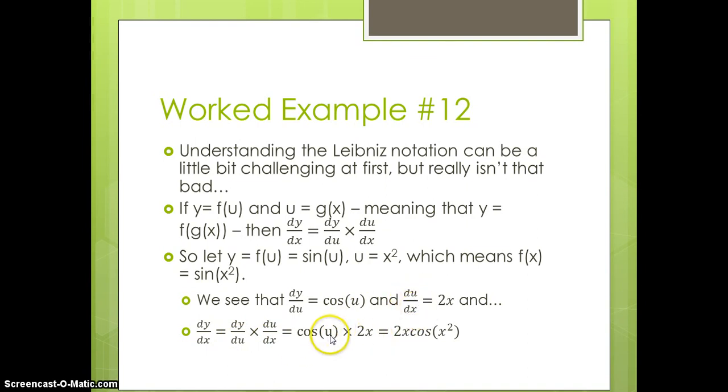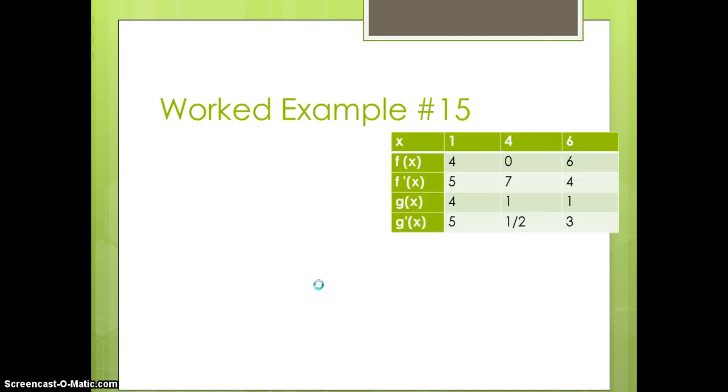Well, what do we know that u is equal to? u is equal to x squared. And we can plug that in, and we get the same answer as before, 2x cosine of x squared. So the notation is just a different way of looking at things, and it kind of gives us a little bit better of an idea of what's going on, all right? That the u is basically a placeholder in this case.